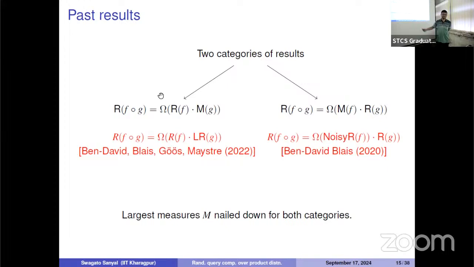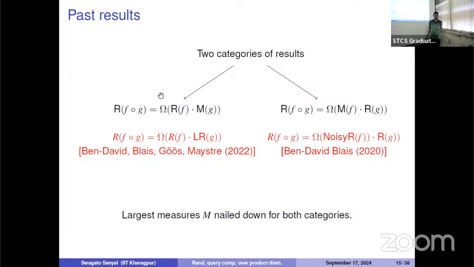Look at the left result. They have furthermore shown that for any measure M for which R of F compose G is at least R of F times M of G is true, LR is omega of M. Let's repeat again. For any measure M for which this is true, LR is asymptotically at least M. So LR is the largest measure M for which this statement is true.